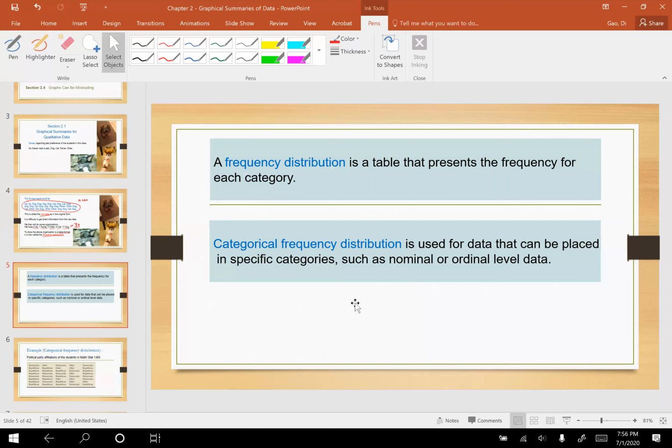Let's look at the definition for a frequency distribution. A frequency distribution is a table that presents the frequency for each category. A categorical frequency distribution is used for data that can be placed in specific categories, such as nominal or ordinal level data. So categorical is the same as qualitative.